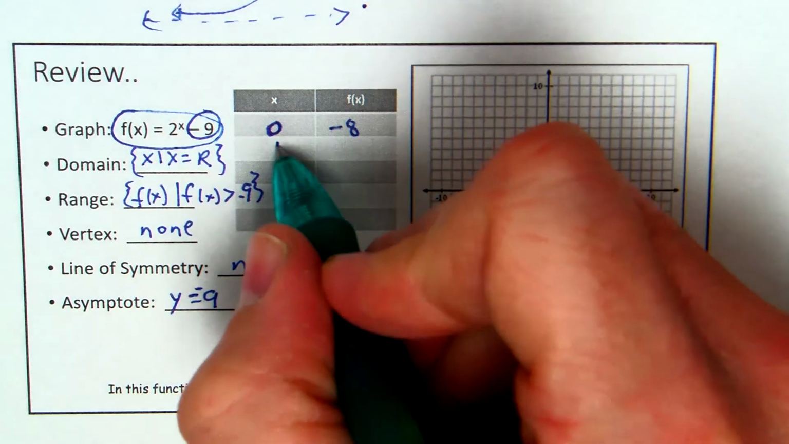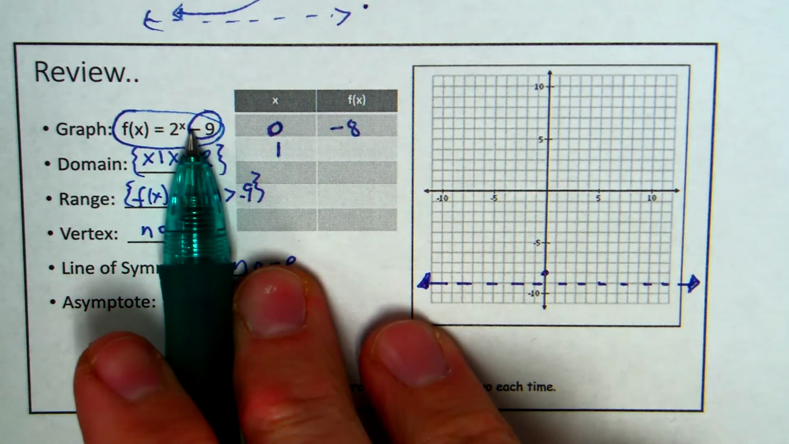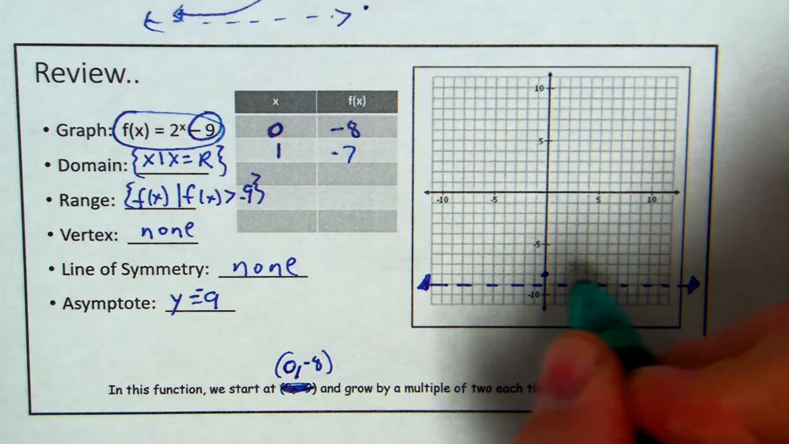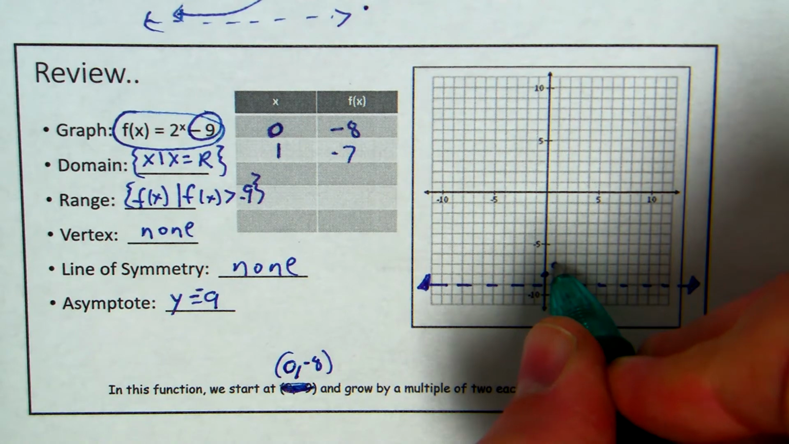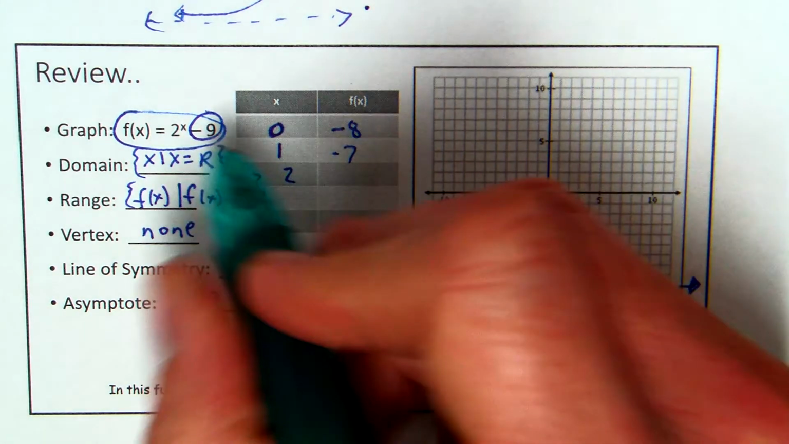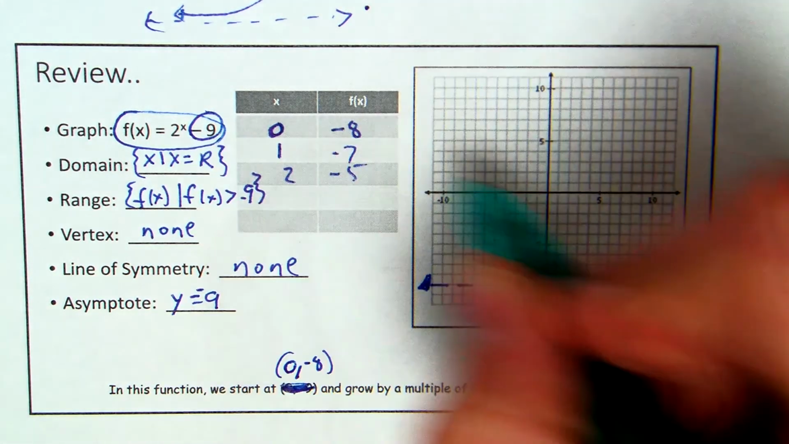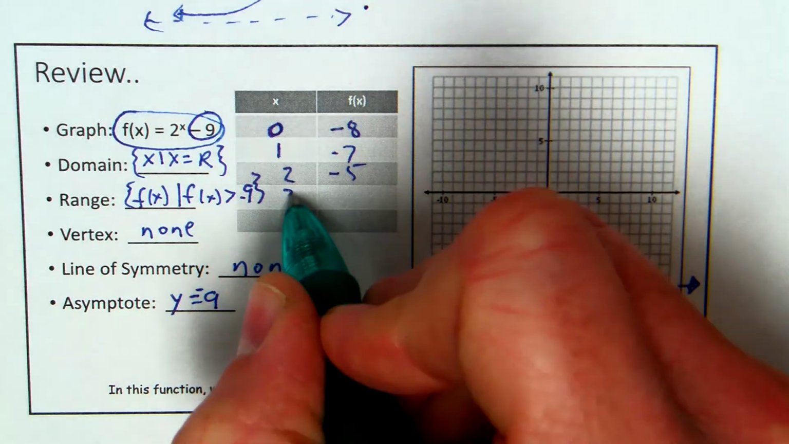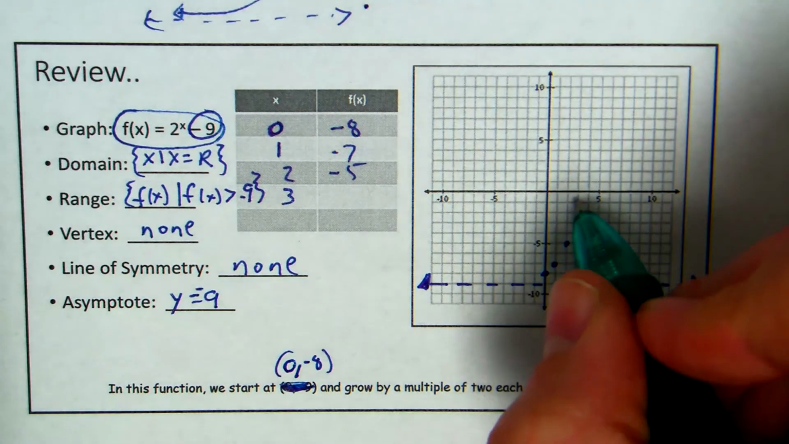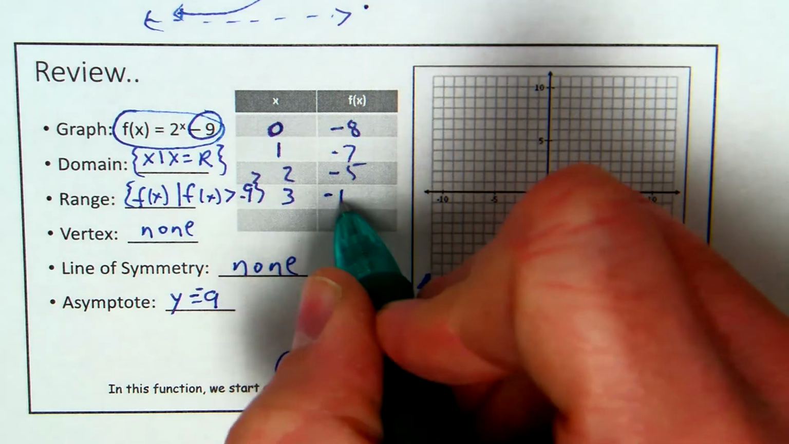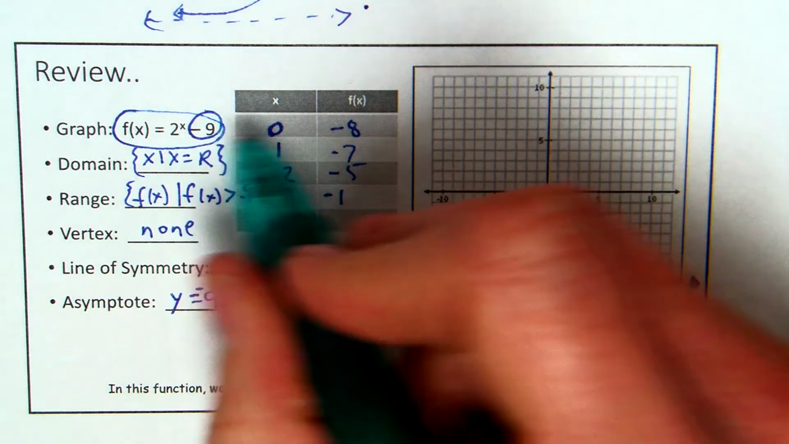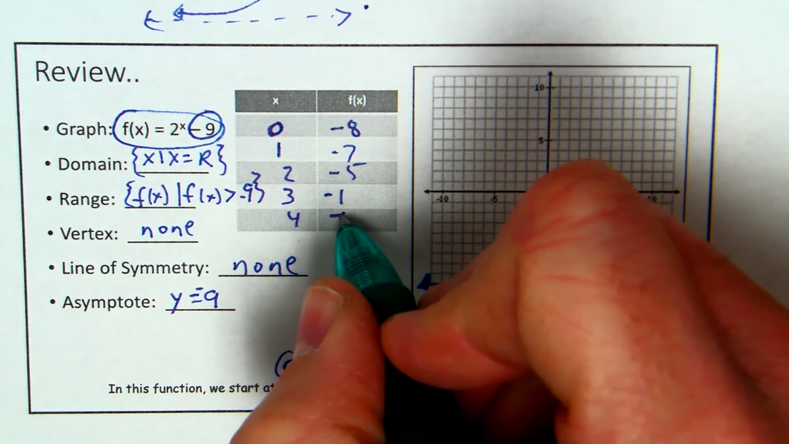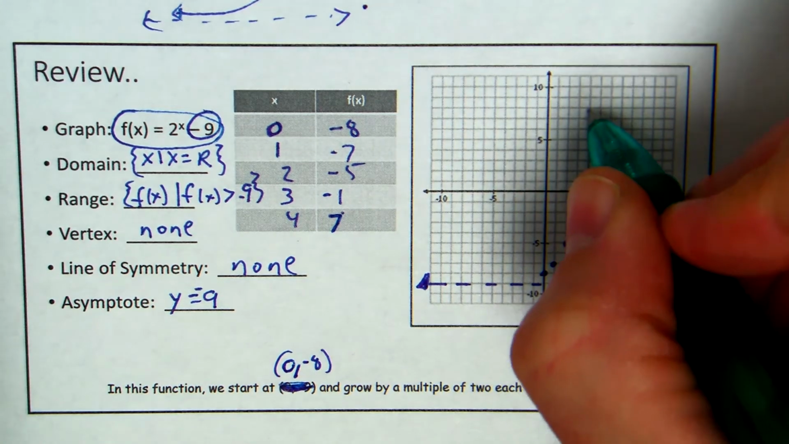I'm then going to pick points near that. If I put in a 1, 2 to the first is 2, minus 9 is -7. If I put in a 2, 2 to the second is 4, minus 9 is -5. If I put in a 3, 2 to the third is 8, minus 9 is -1. And if I put in a 4, 2 to the fourth is 16, minus 9 is 7.